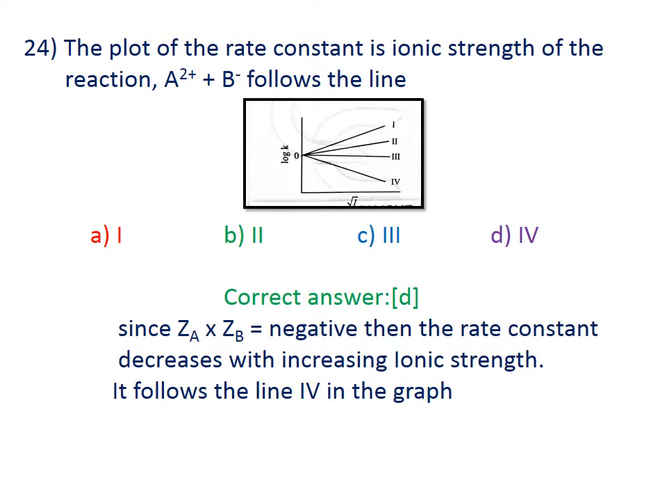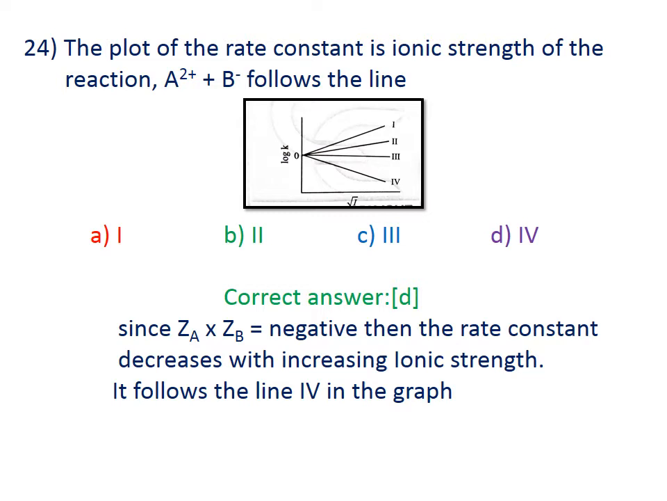24. A plot of rate constant against ionic strength of the reaction A2 plus B follows the line. Here the plot is given. On the X axis you have root I and on the y axis you have log K. That is, it is a plot between root I versus log K. And here the reactants are A2 plus and B minus.